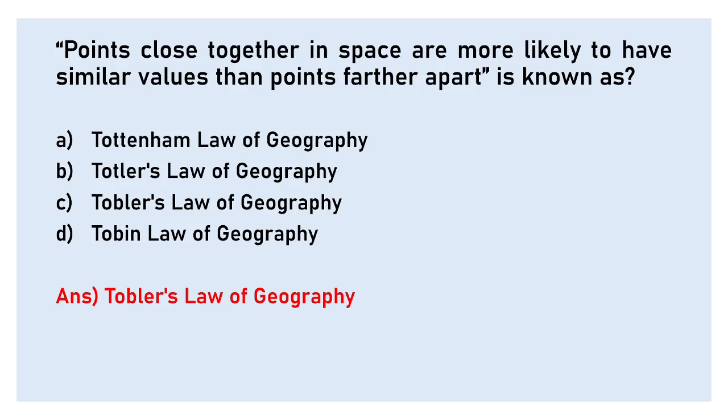Is Tobler's law of geography. Okay, so the answer is C, which is Tobler's law of geography, which tells you that points close together in space are more likely to have similar values than points which are farther apart.